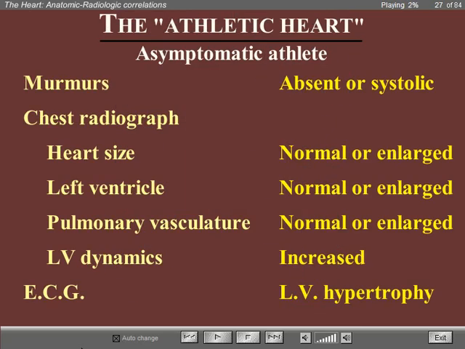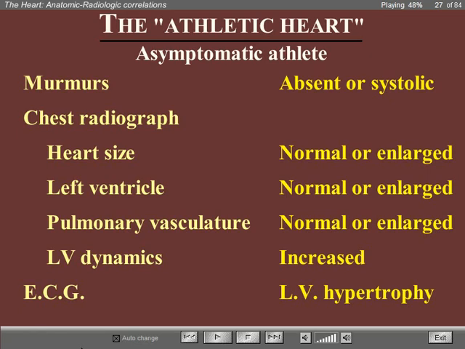The athletic heart usually presents in asymptomatic individuals. A murmur may or may not be present, and when present is usually a soft ejection systolic murmur. The chest roentgenogram may show a normal or slightly enlarged heart, a normal left ventricular contour or slightly prominent left ventricle, and the pulmonary vasculature may be normal or slightly prominent bilaterally. The left ventricular dynamics are usually increased, and this is usually related to a slow heart rate.